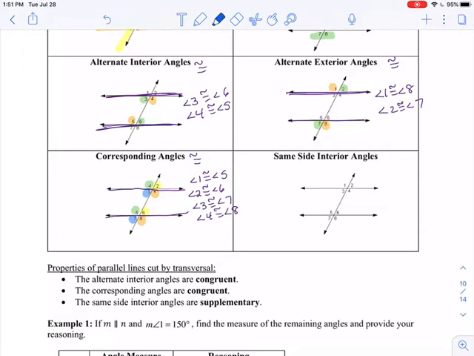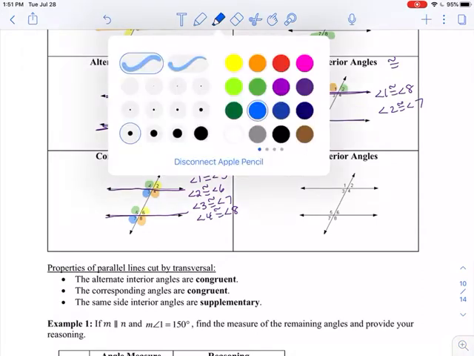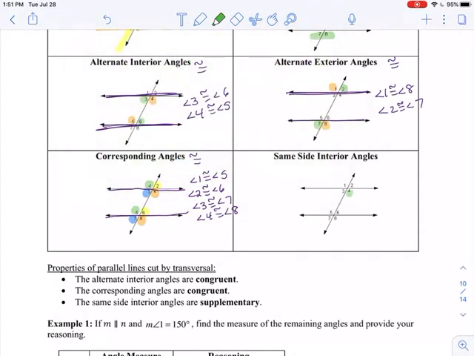Now same side interior angles. An example of same side interior angles are angle 4 and angle 6. They're interior, but they're on the same side of that transversal. They're same side interior angles. They are not congruent. Those are actually supplementary. They equal 180. So angle 4 plus angle 6 equals 180. And also angle 3 plus angle 5 equals 180.